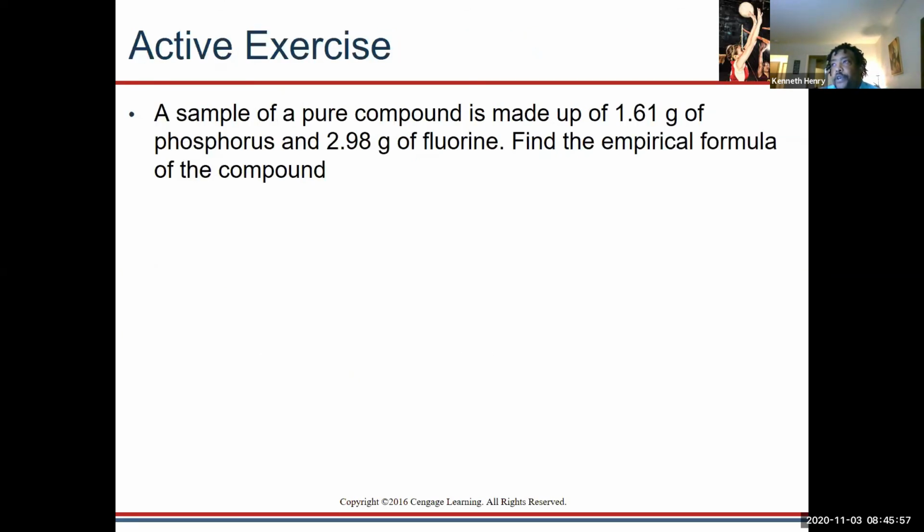A sample of a pure compound is made up of 1.61 grams of phosphorus and 2.98 grams of fluorine. Find the empirical formula of the compound.